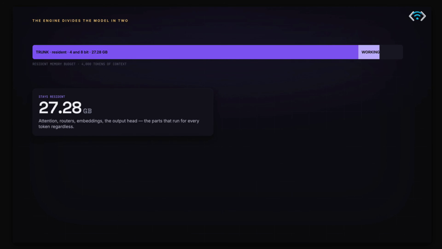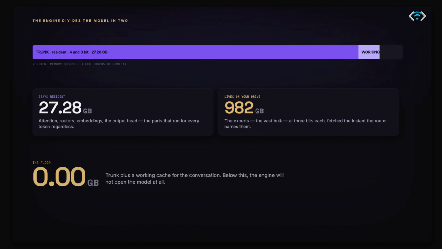Attention, routers, embeddings. The output head stays resident, compressed to 4 and 8 bits, at 27.28 gigabytes. The experts, the vast bulk, live on your drive at 3 bits each. Fetch the instant the router names them. Trunk plus a working cache for the conversation gives you the floor, 29.06 gigabytes at 4,000 tokens of context.